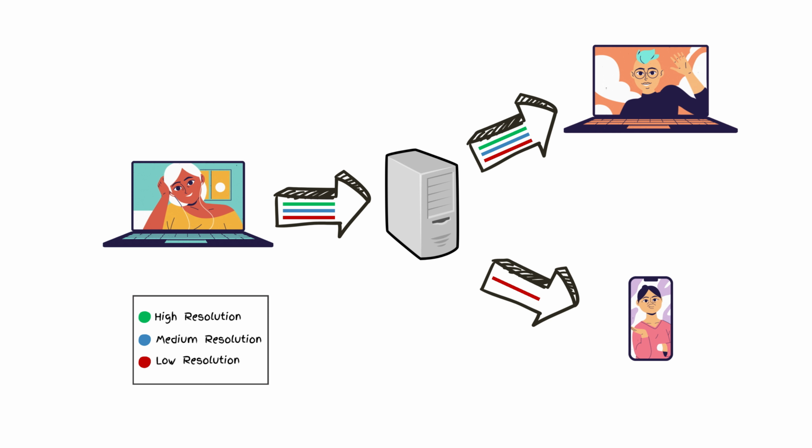SVC reduces bandwidth usage because there is only a single video stream. Also, it reduces server CPU usage by avoiding the need to encode and decode many video streams. Thus, SVC video streaming scales well and provides low latency.